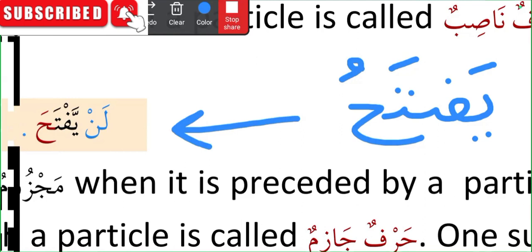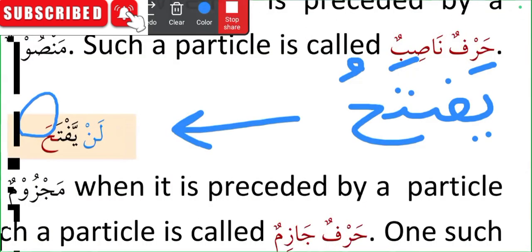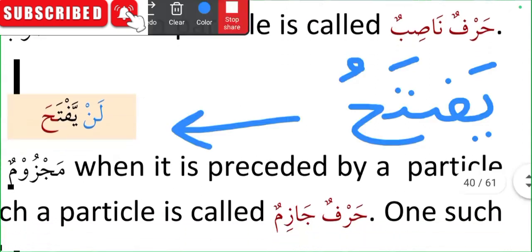Why is it so? It is because of the word lan, which is one of the four words which are called huruf nasiba. So that's why, because of huruf nasiba, the yaftahu changes to yaftaha, and it changes to lan yaftaha. And the huruf nasib right here is the word lan. There are four of the huruf nasiba: an, lan, kai, izan.